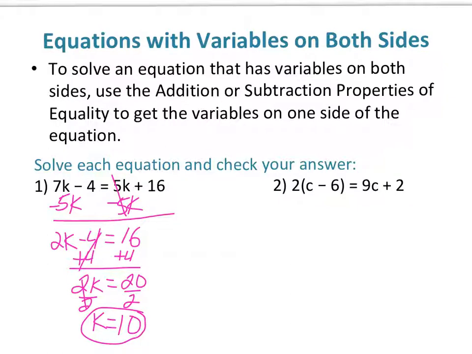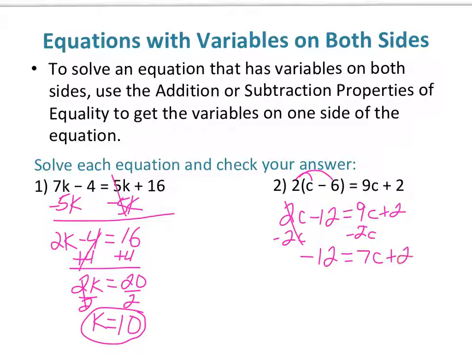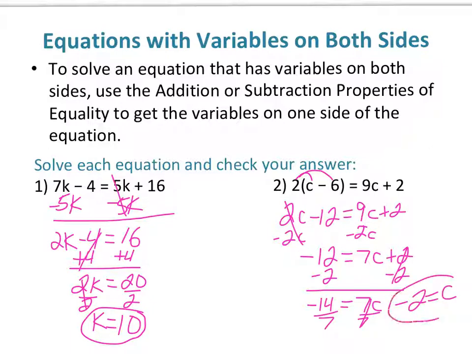Okay, number 2, we have to distribute first, right? Clear parentheses. So we have 2c minus 12 equals 9c plus 2. Then we have to get our c's on one side. I'm going to subtract 2c from both sides, so therefore I have a positive variable term. Bring down everything else we haven't used yet. Then we need to solve for c, so we'll subtract 2. Negative 12 minus 2 is negative 14. That equals 7c. So lastly, divide by 7. Negative 14 divided by 7 is negative 2. So negative 2 equals c.